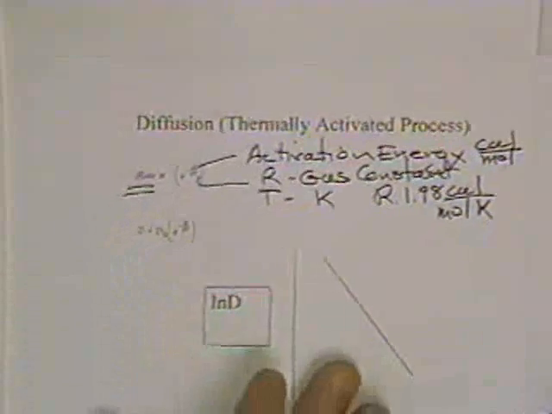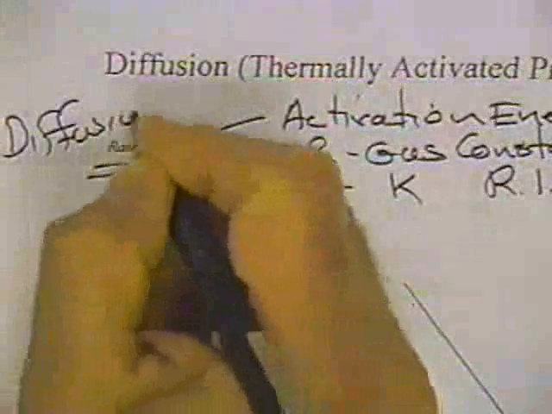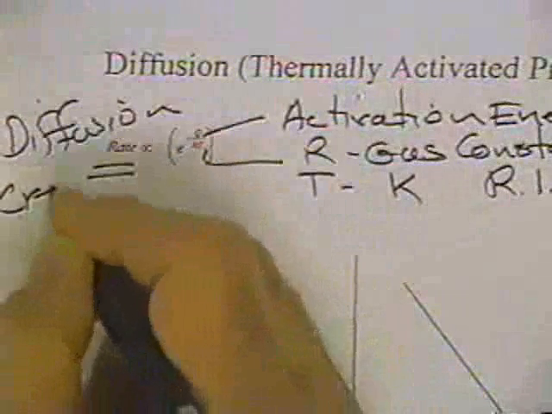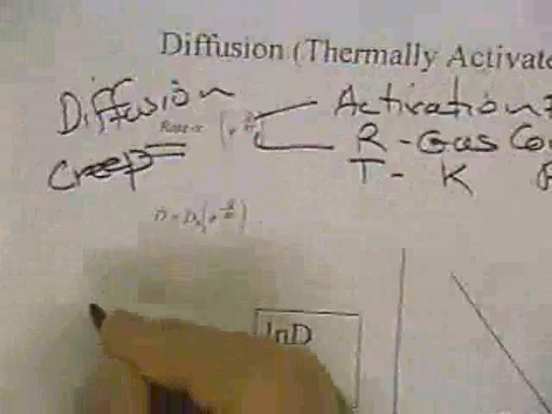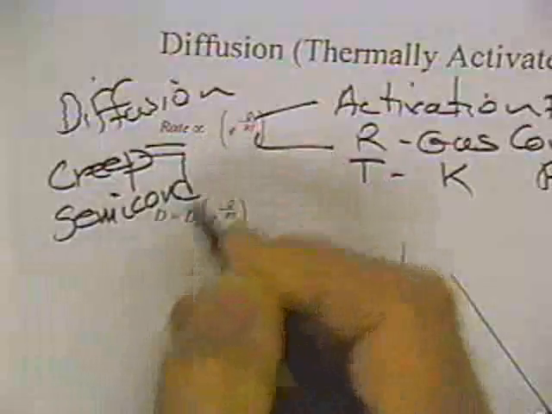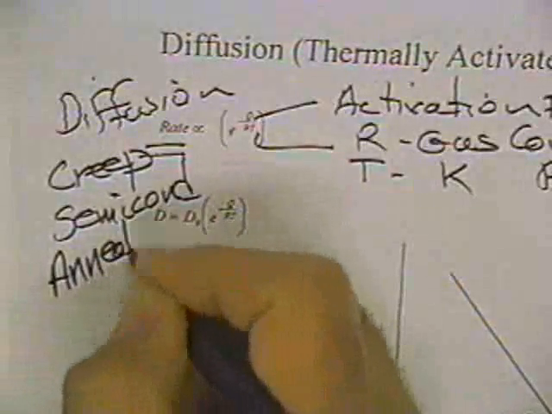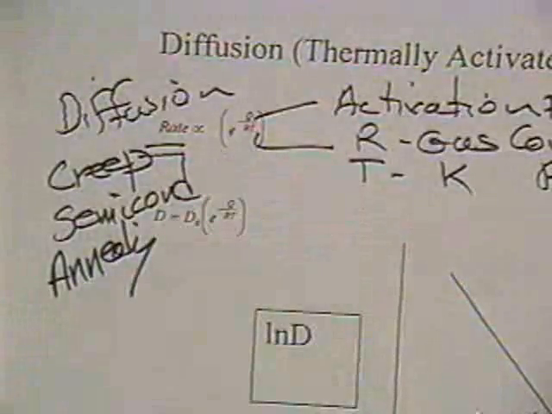And this crops up in lots of different areas. It's important in diffusion, which we're going to talk about. It's also important in creep, and it's important in the semiconductor industry. It's also important in the annealing process, which we'll talk a little bit later about.